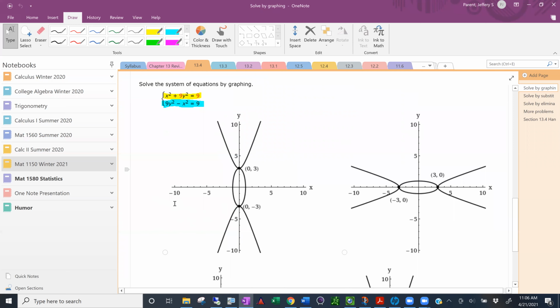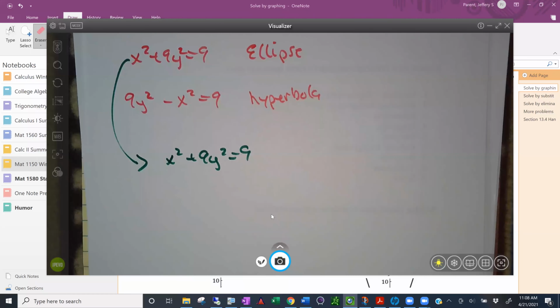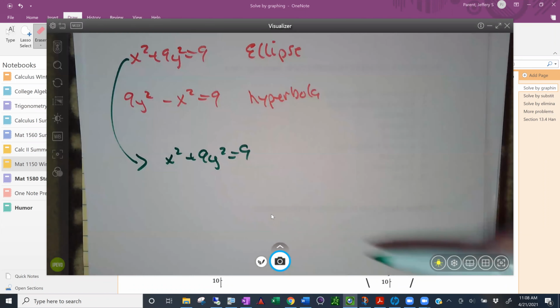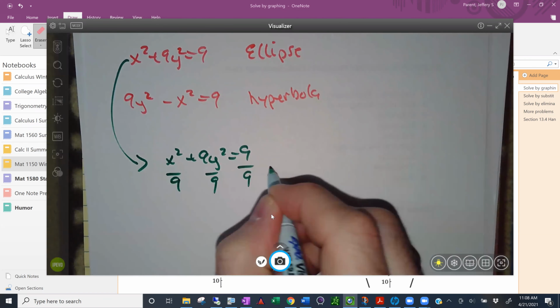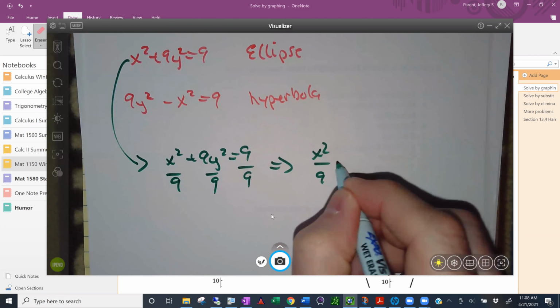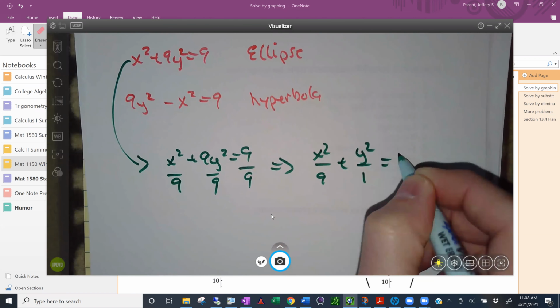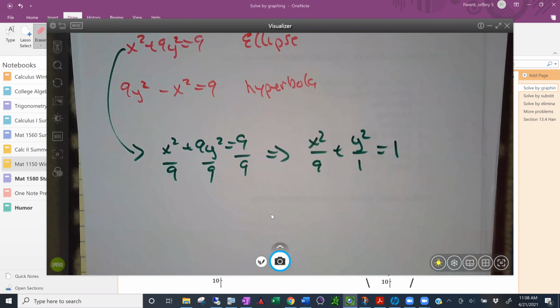We still have to figure out which graph is which, and I would just take one of these and put them in standard form. My morning class did the hyperbola, so I'll do the ellipse here. x squared plus 9y squared equals 9. This is not quite in standard form yet. What would I do to put that in standard form? Divide by 9. Yeah, divide by 9. So that gives me x squared over 9 plus y squared over 1 equals 1. And that's pretty good, although I'd probably tweak that one more.